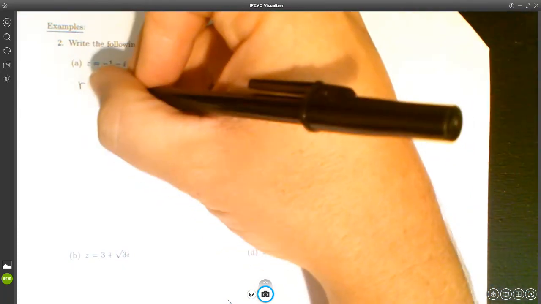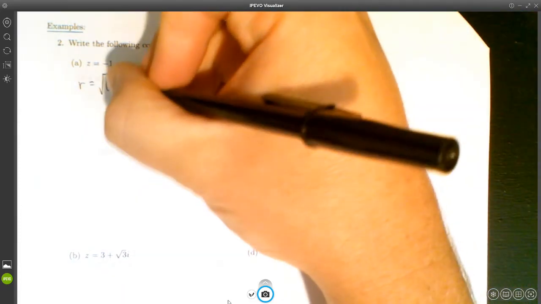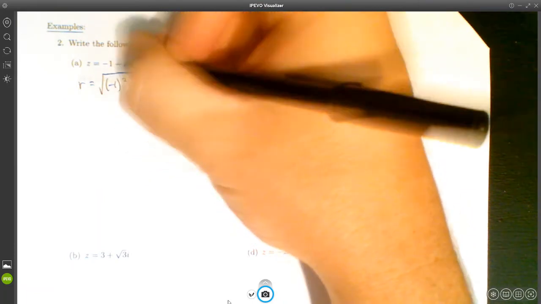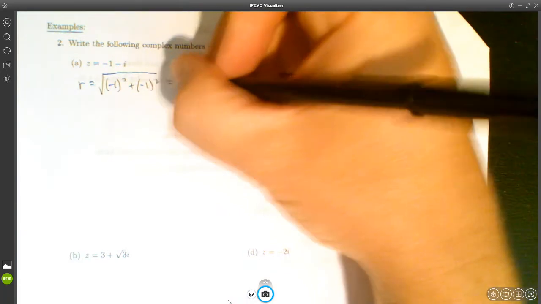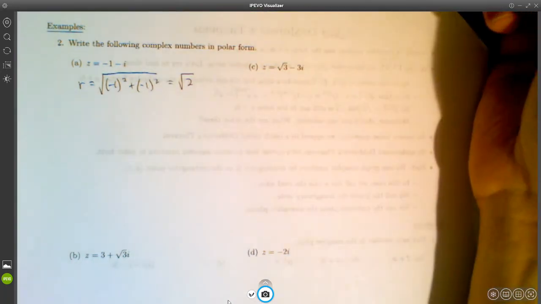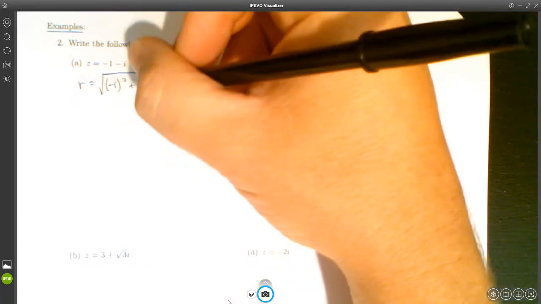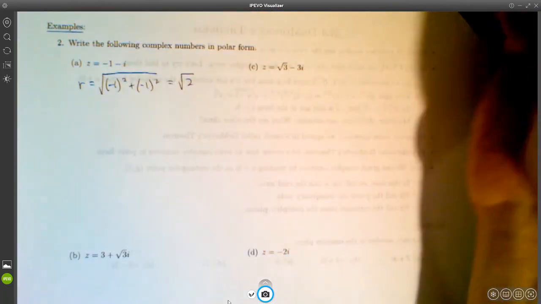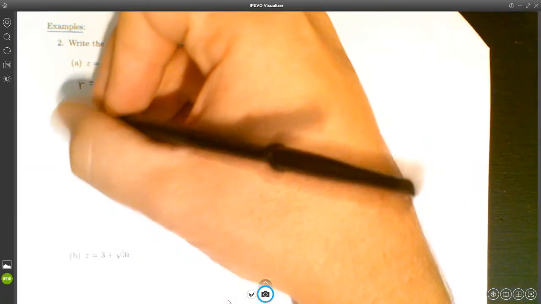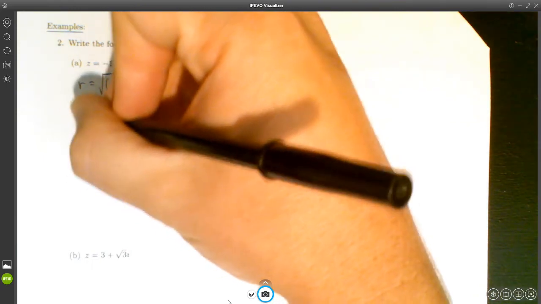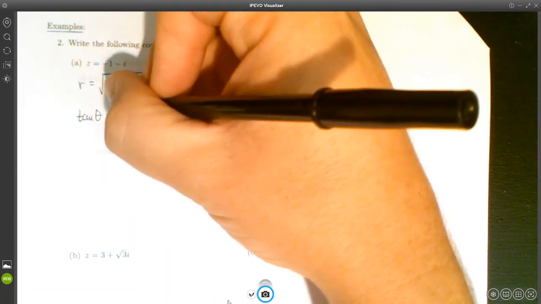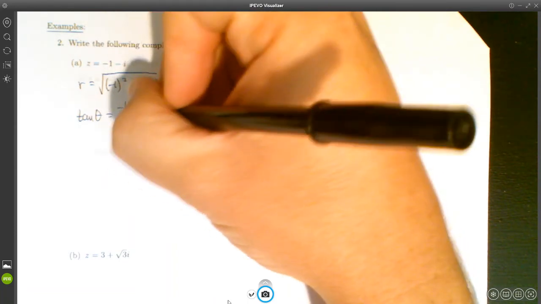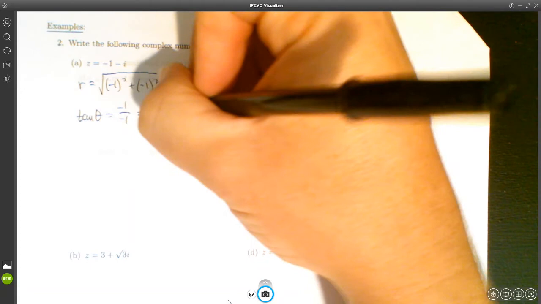r is the square root of a squared plus b squared. A in this case is -1, and b is also -1. So in other words, this is the square root of 2, right? -1 squared is 1, 1 plus 1 is 2. So this is the square root of 2. So r is the square root of 2. And then the other thing is that tangent theta equals b over a. That would be -1 over -1. So tangent theta equals 1.